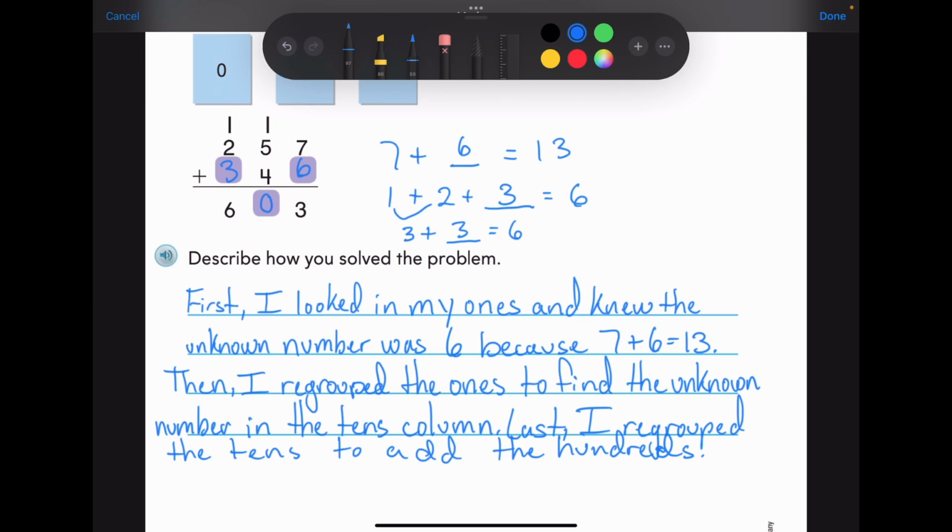So any way that you could thoroughly explain this would be great. This is just one way to explain it, of course. You can also incorporate how we talked about some of these equations up above, just in any way that you can describe how you solved the problem.